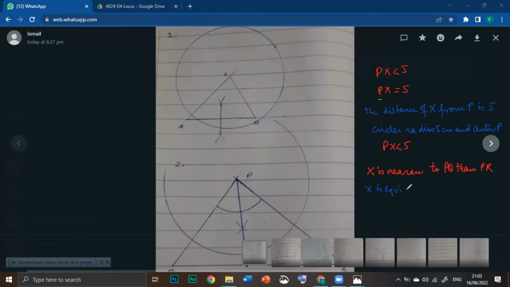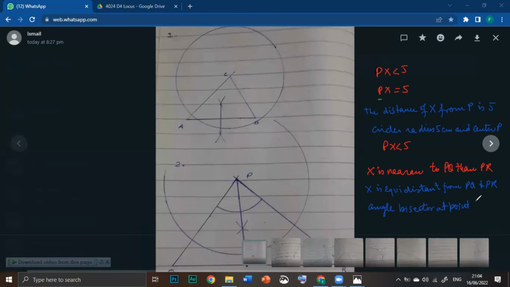If X is equidistant from PQ and PR, we will convert the inequality sign into an equal sign. X is equidistant from PQ and PR. What should be the locus? Sir, angle bisector. At which point? At point P, equidistant from PQ and PR.